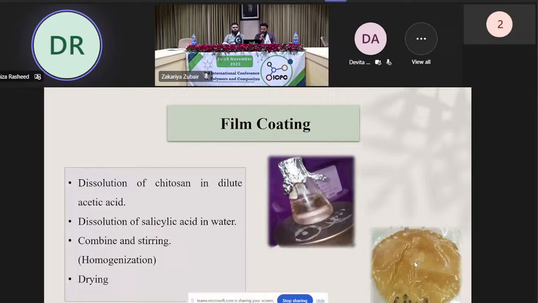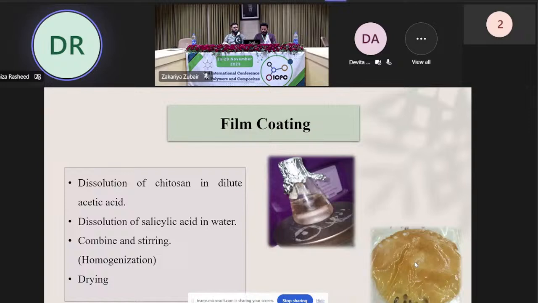Then, to make them more resistant to microbes or mold growth, because they are going to be used in an open environment, we did surface coatings of the films. For this, we used chitosan, which has good antimicrobial properties, and we dissolved chitosan in dilute acetic acid so the surface structure is not damaged.